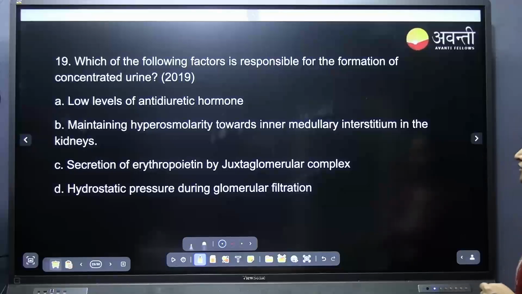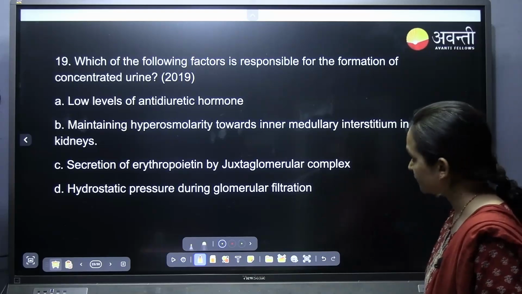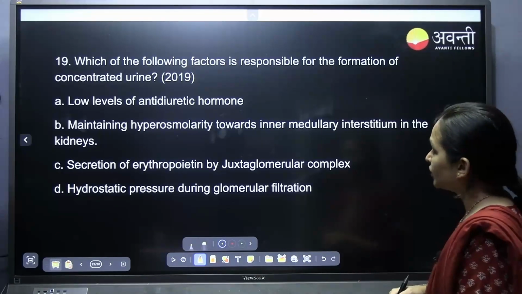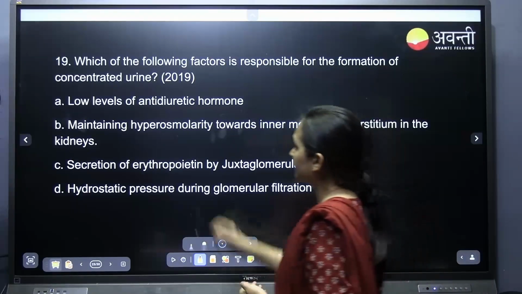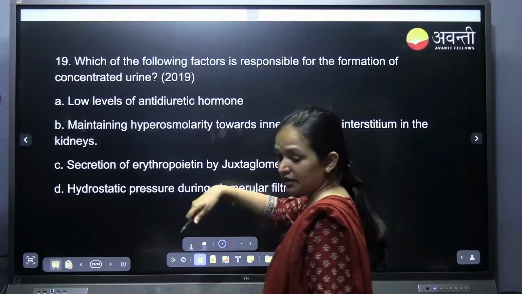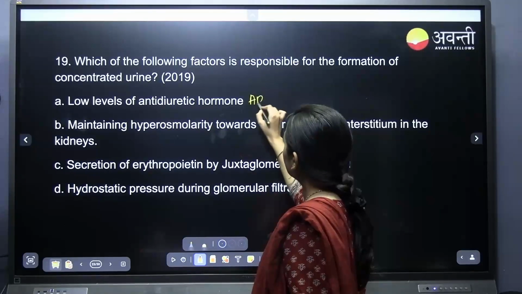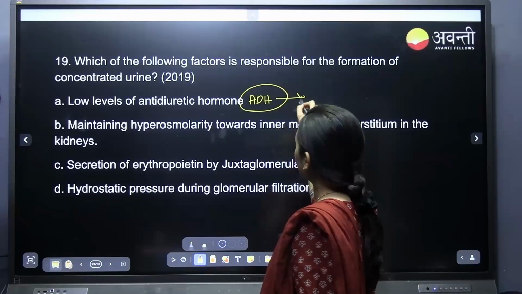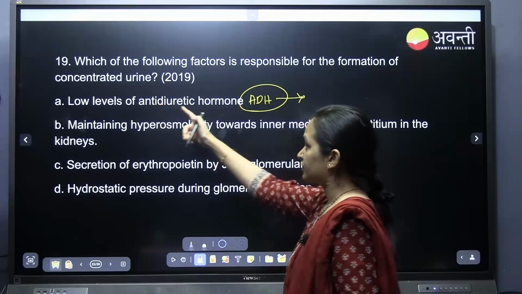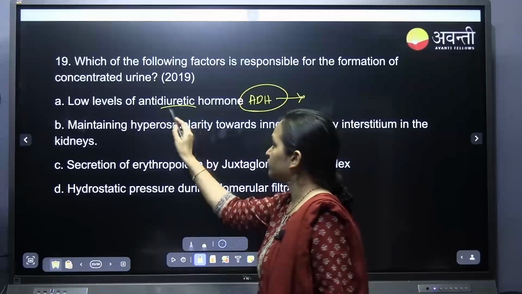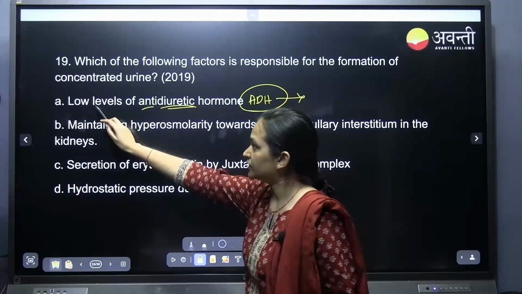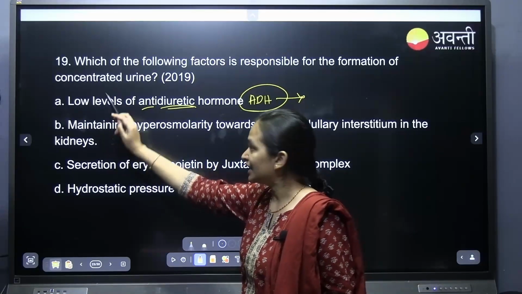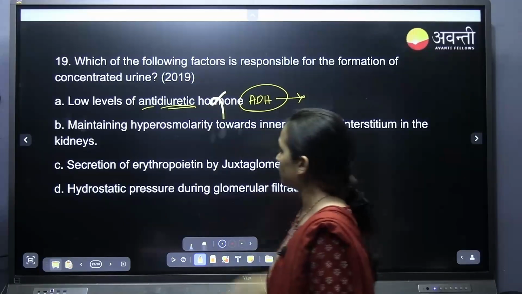Which of the following factors is responsible for the formation of concentrated urine? Low levels of antidiuretic hormone. We need ADH for formation of concentrated urine, isn't it? Diuresis means diluted urine, antidiuretic means concentrated urine. We need to have particular levels of ADH, which means this statement is wrong.